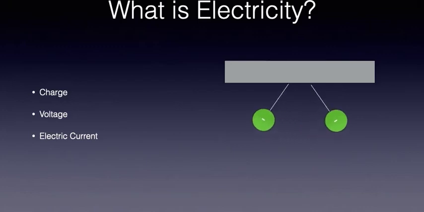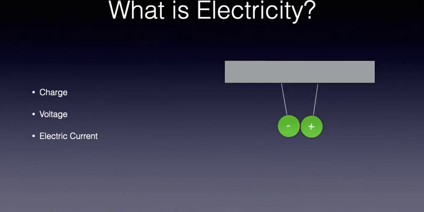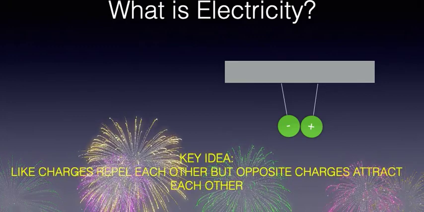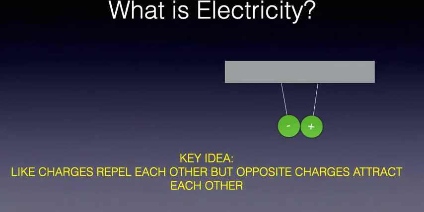So what if we try the last possibility? If we use one that is positive and one that is negative, what do you think happens? In this case, it turns out that the opposite charges move toward each other. They attract. So, here is the first key idea about electrical systems. Like charges always repel each other, but opposite charges attract.